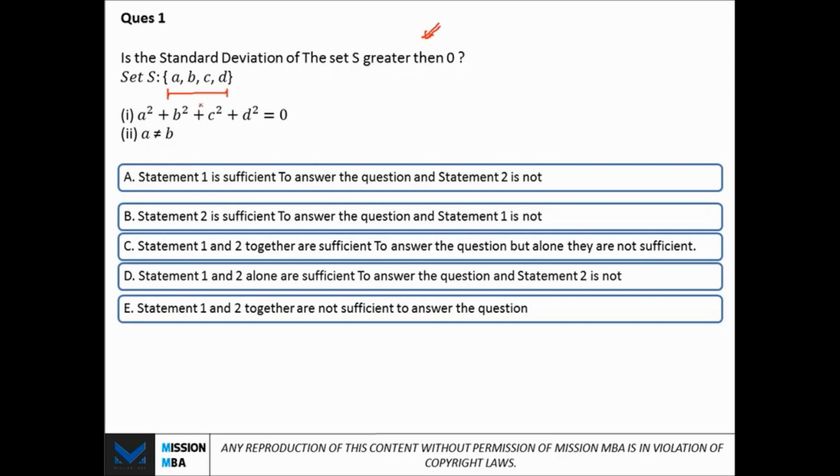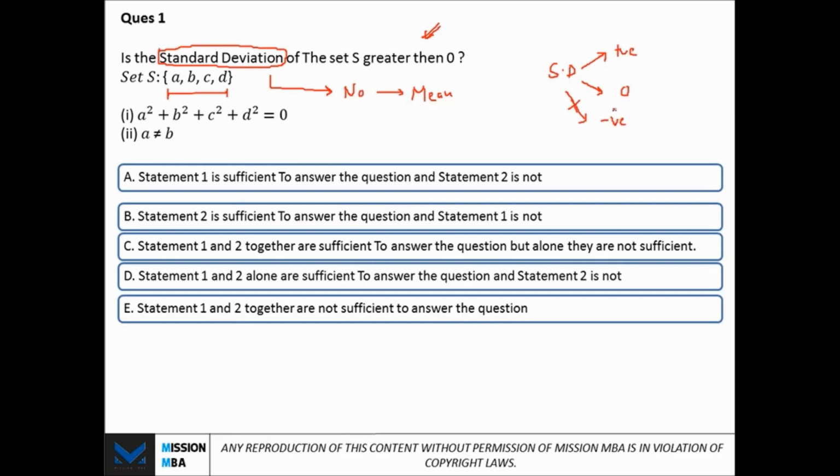Now to answer this question, first we need to know a little about standard deviation. So what is deviation? Deviation is how your numbers are separated from the mean. If your numbers are separated from the mean, then deviation occurs. If not, then deviation does not occur. So guys, one thing to note is that standard deviation will either be positive or equal to 0. It can never be negative.